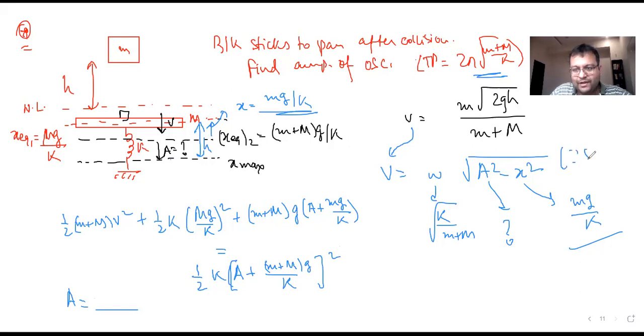Since it is an SHM, I can use the formula V equals omega root over a square minus x square directly. And we know the velocity at that x. X is the distance from the mean position. The new mean position has shifted down. वो initial mean position था, तो उसके बीच का distance is small mg by k. समझ में आया? Yes, sir.